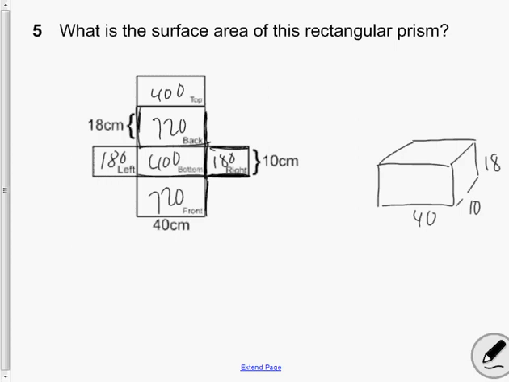So when I add that up, 180 plus 720 is 900, so there's another 900. That's 1,800. 1,800 plus another 800 is 2,600 centimeters squared of area. Is that right? Okay, good.